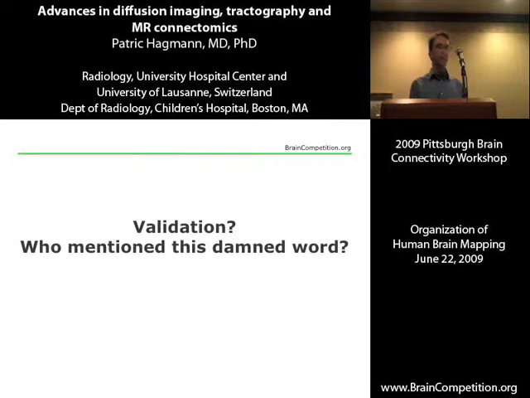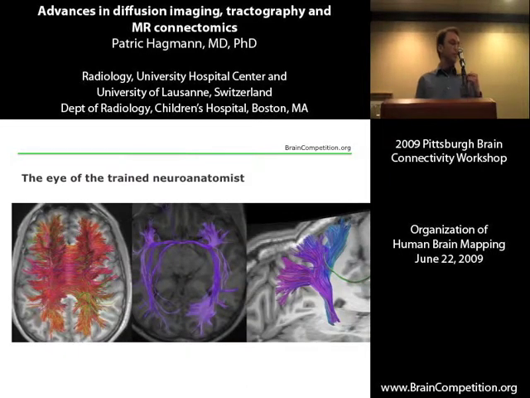But what does an exquisite fiber reconstruction mean? And this brings me to the question of validation. Yes, this damn word. The big difference between the brain and the rest of the body is that we don't know what the anatomy is like. We have no gold standard. And what we are left with is several partial tools to try to get a feeling of what we're going to examine. So is the eye of the trained neuroanatomist going to be enough to say, this is a good measure, this is a good reconstruction?